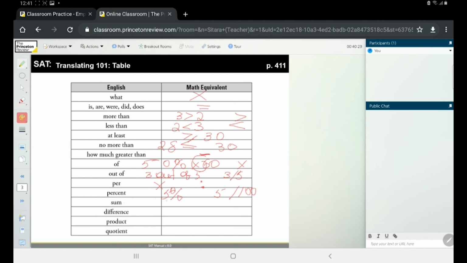Sum, you know, sum is the result of addition, so we can use addition here. Difference, the result of subtraction, we have to subtract here. Product, when you see the word product, it means the result of multiplication, we have to multiply here. And quotient means division.